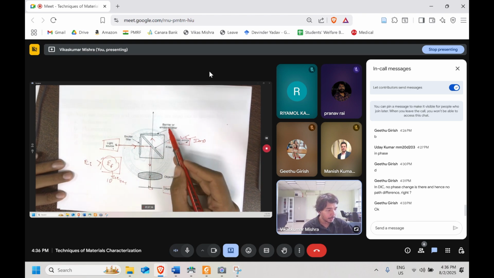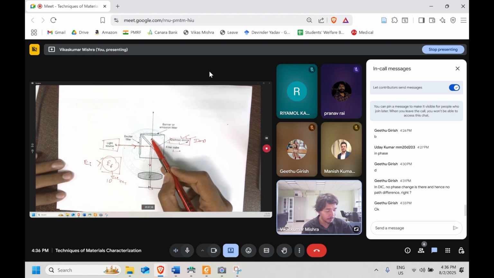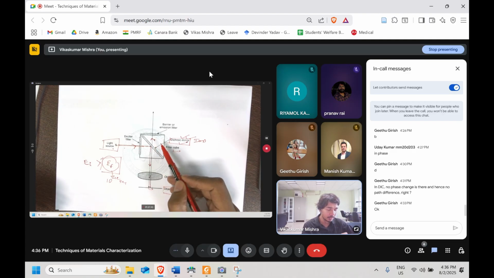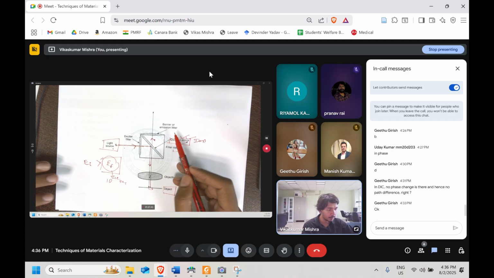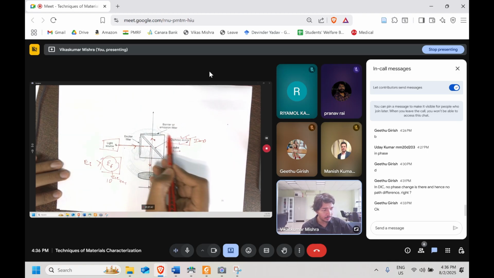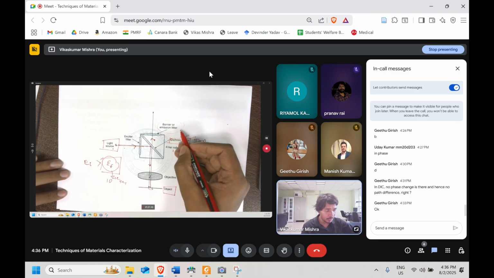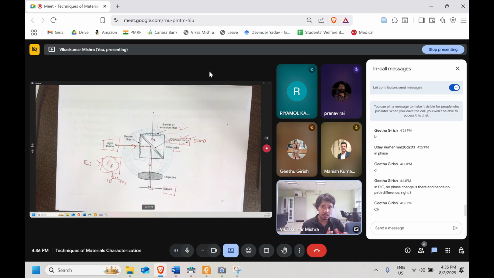Okay. Now the barrier. This beam which has come from the object, which is emitted from the object, will pass through the barrier or emission filter, as we can say. This emission filter, again, will only let a certain particular wavelength pass.